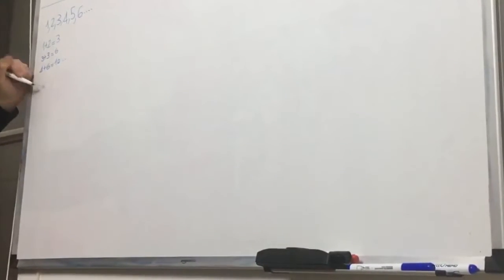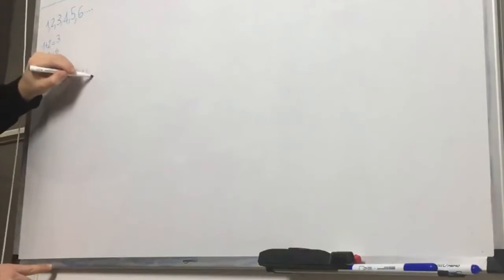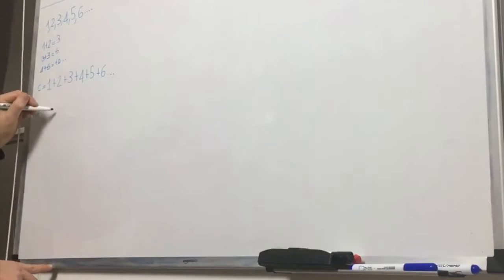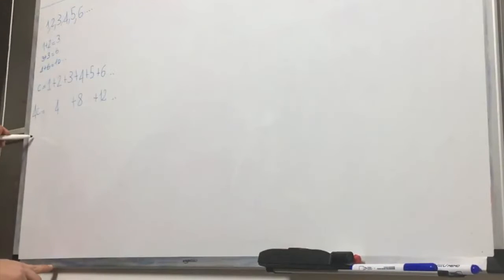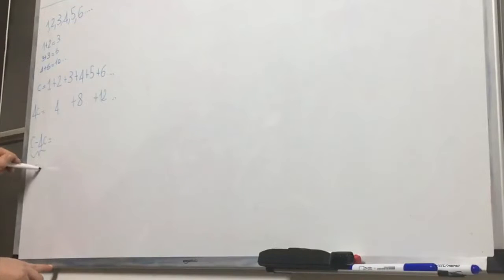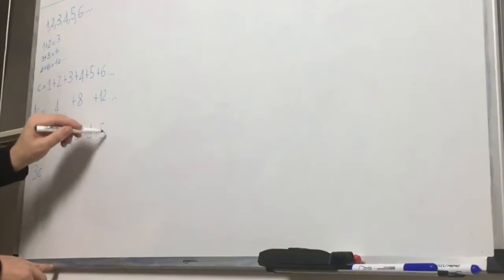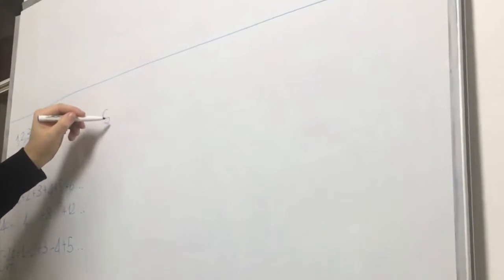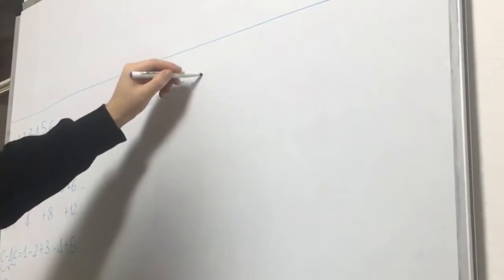Let's call C the sum we want to compute. C is 1 plus 2 plus 3 plus 4 plus 5 plus 6 and so on. Let's take 4C. 4C is 4 plus 8 plus 12. Now compute C minus 4C, which is equal to minus 3C. This is 1 minus 2 plus 3 minus 4 plus 5 and so on. We call S that sum. So S is 1 minus 2 plus 3 minus 4 plus 5 minus 6.